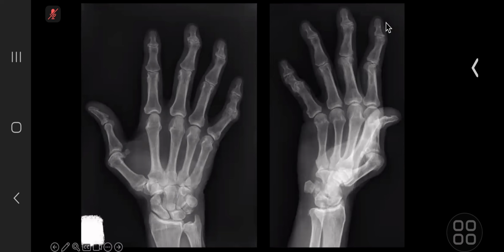I'm presented with DP and oblique views of the hand in a skeletally mature patient. On first review, I note that there's abnormality in the proximal interphalangeal joint of the little finger. On the oblique view, there's also some abnormality of the thumb carpal metacarpal joint. So just focusing more on the little finger of the hand, there's loss of joint space, and it looks like there's also some surrounding osteophytes formation.